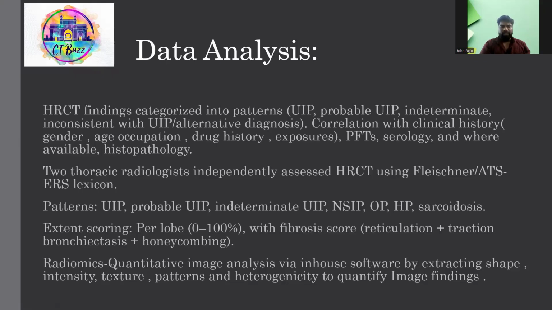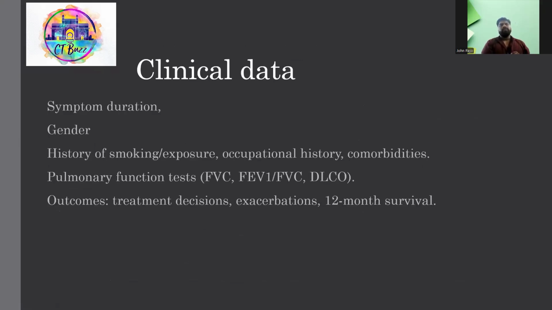Radiomics was also evaluated by quantitative imaging analysis with in-house software, taking features of intensity, texture, pattern, and heterogeneity to quantify the image. Clinical data was taken for symptom consideration: how long were the symptoms, like dyspnea, gender, male or female, who were more affected, history of smoking, occupational exposure, and pulmonary function test, whether it showed a restrictive, obstructive, or mixed pattern. Outcomes were the treatment decision, exacerbation, and 12-month survival.